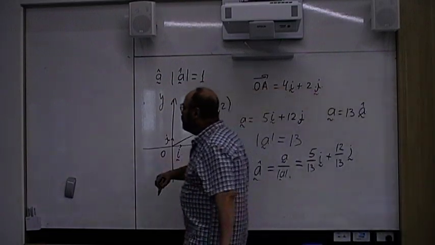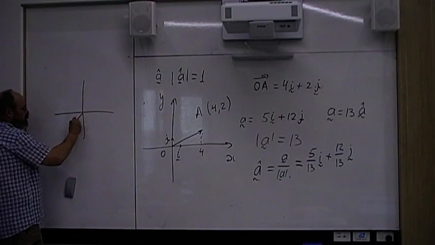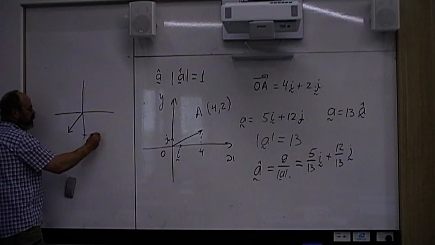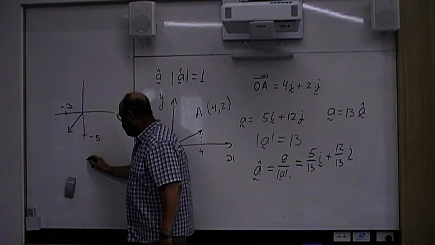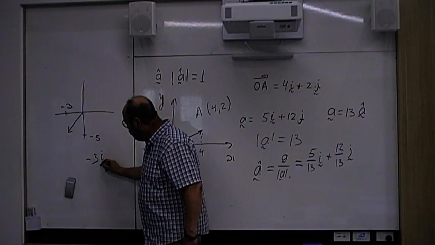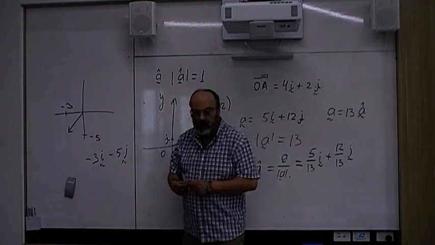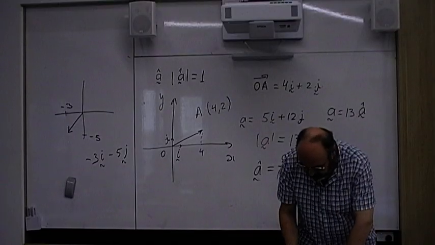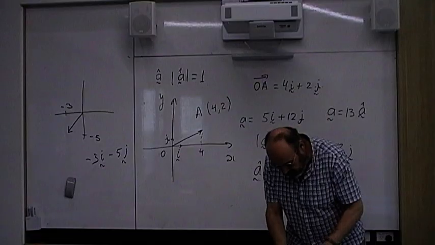If I'm going left or down, it would be negative i and negative j. Let's say this vector, if this point is minus 5 and this is minus 3, this vector will be negative 3i minus 5j. Yes, components can be negative, they represent direction.